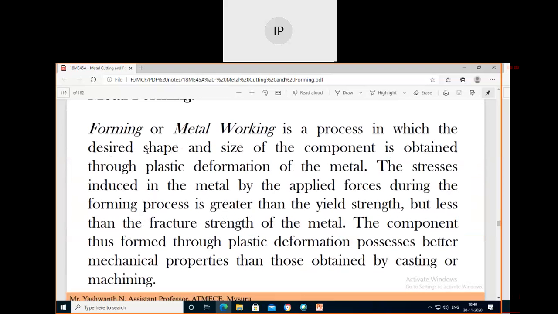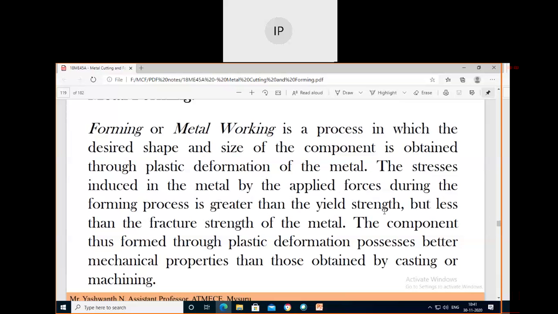We see the standard definition of metal forming or metal working: it is a process in which the desired shape and size of the component is obtained through plastic deformation of the metal. Without removing any material from the workpiece, you get the desired shape and size of the component with the help of plastic deformation. The stresses induced in the metal by the applied forces in the forming process are greater than the yield strength.